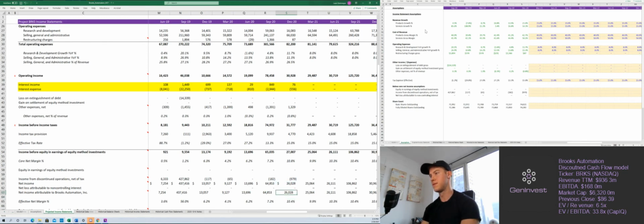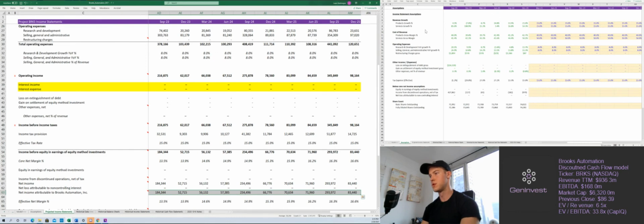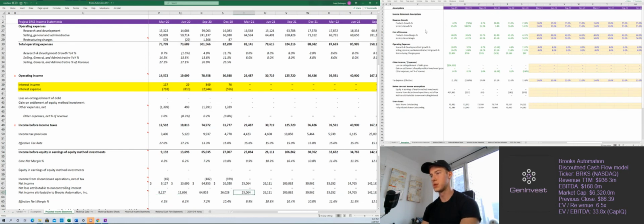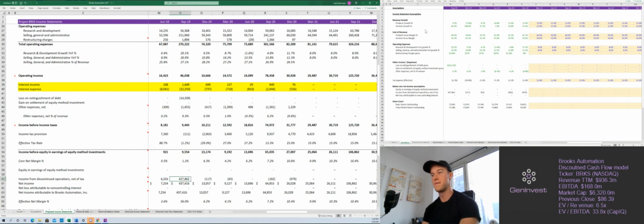There. Drag that over. Okay, all clean. So we've got this income from discontinued operations, net of tax. This effectively doesn't really matter much anymore. This is the sale of the cryogenics business.